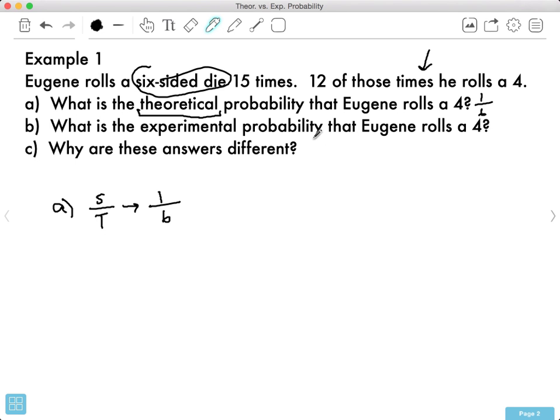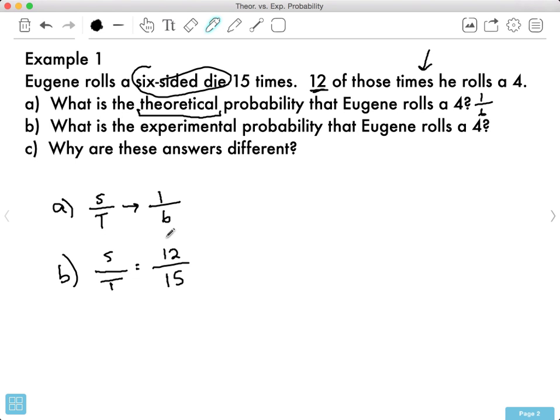Your experimental probability is not based on how many sides there are on the die, but what actually happened. He rolled the die 15 times, so the total number of experiments he performed was 15. So there's 15 total outcomes of what actually happened. 12 times out of the 15 he rolled a 4. So you get 12 on top because 12 of the times that he rolled, he was successful in rolling a 4. You can see these are very different numbers.